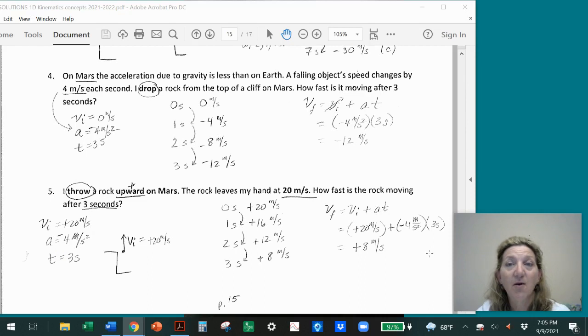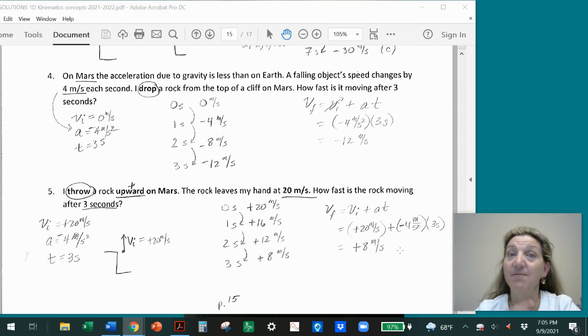Now we're doing things on Mars. Let's evaluate what happens on Mars. Our acceleration is different. A falling object's speed changes by 4 meters per second each second. Still pointing towards the center of the planet. We say downward is negative. Let's keep that. So now I drop a rock from the top of a cliff on Mars.